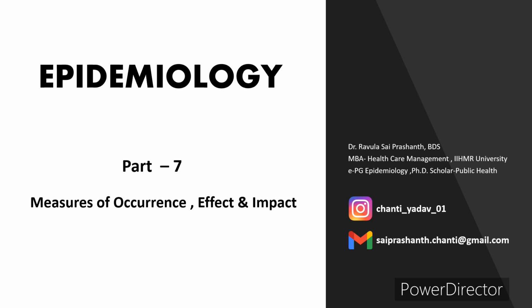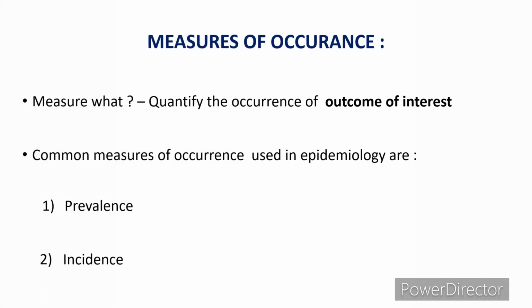In this lecture, we will discuss the measures of occurrence, effect and impact. To begin with the measures of occurrence, here we quantify the occurrence of the outcome of interest. Two common measures are used in epidemiology. One is prevalence, the other is incidence.